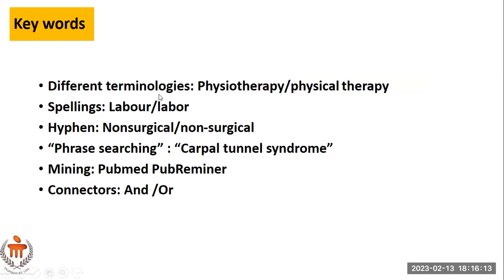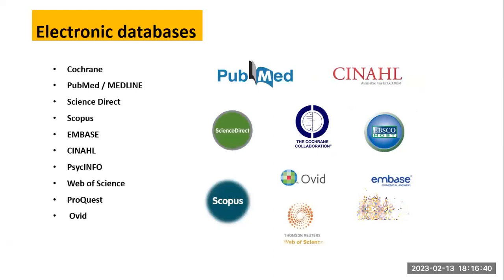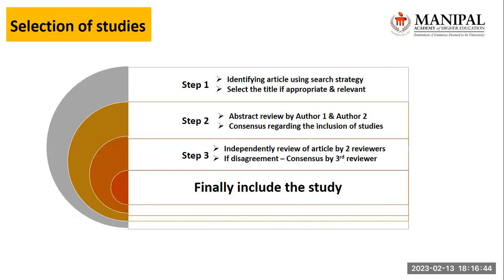Also, there might be different terminologies, like physiotherapy can be called physical therapy, spellings can be different, and hyphens can be used for some words like non-surgical. There is also phrase searching, so putting it in inverted commas, carpal tunnel syndrome, searches it as a single phrase. There are also some software tools which can mine these keywords, and sometimes you can use connectors like AND or OR, and that can catch more and more of these studies. You have a huge number of databases where you can search for all these studies, and you need to mention in your methodology what databases you used.